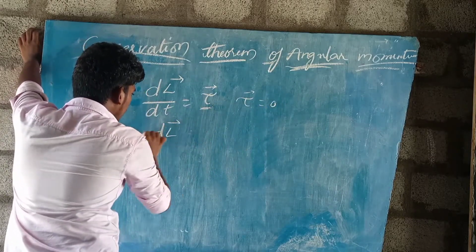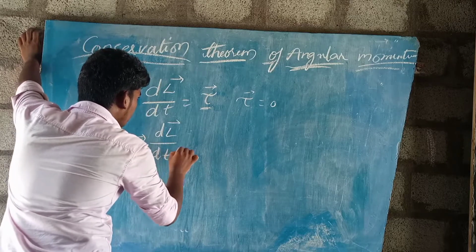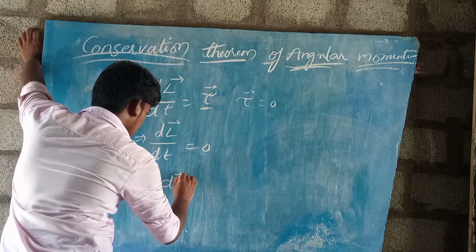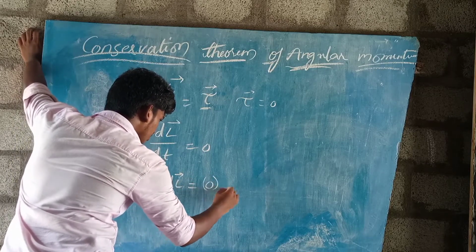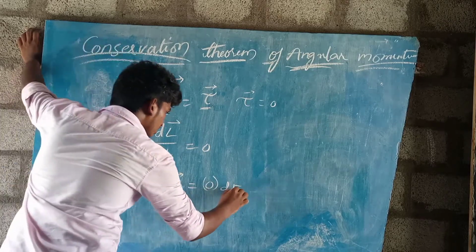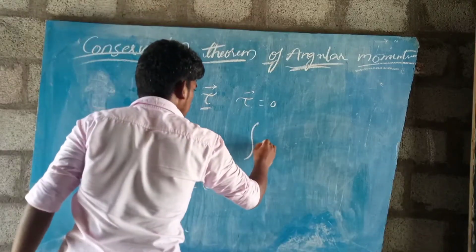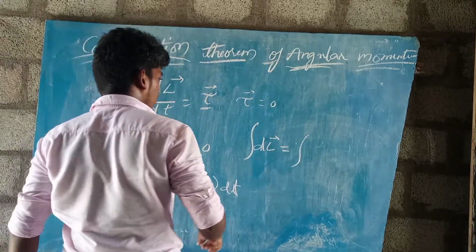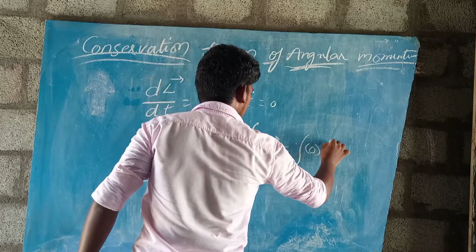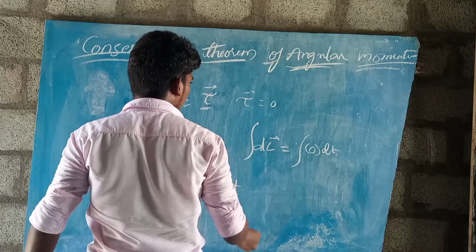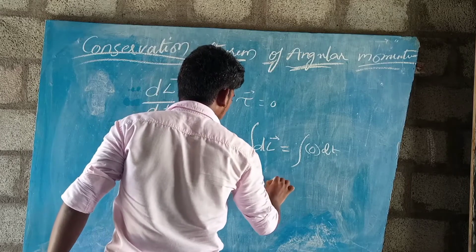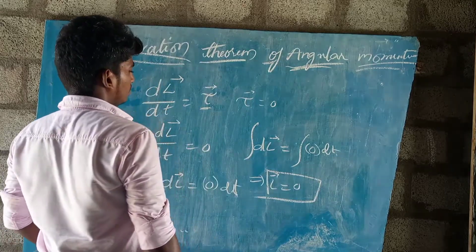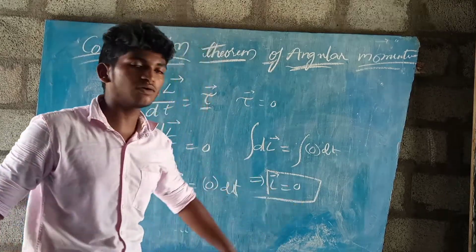That implies dL by dt is equal to 0, so dL is equal to 0 times dt. Integrating this equation gives dL is equal to the integral of 0 times dt. 0 into something is 0. So this equation implies L is constant, as the angular momentum is conserved or constant.